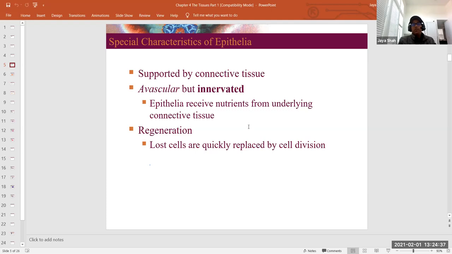Epithelial tissue regenerates very fast. You may have experienced this when you are eating your dinner and all of a sudden you bite your cheek. What happens? The next day you will see there is no wound, it is already repaired. Within around 72 hours, dead cells are immediately replaced by other cells. That's why they have a very good capacity for regeneration. Lost cells are quickly replaced by cell division.